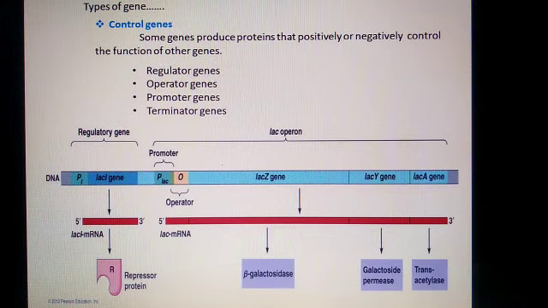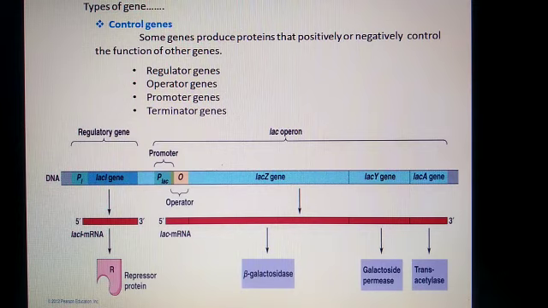Next, the promoter genes. These genes provide sites for the binding of RNA polymerase enzymes for the transcription of RNAs by structural or luxury genes. And obviously, these promoter genes do not code any protein products. They are the sequence just for the binding of RNA polymerase.